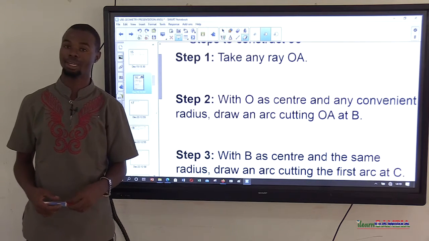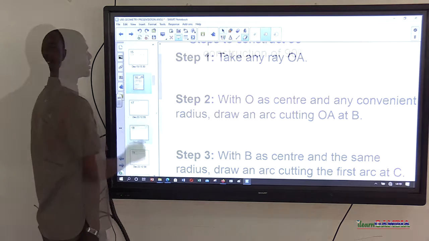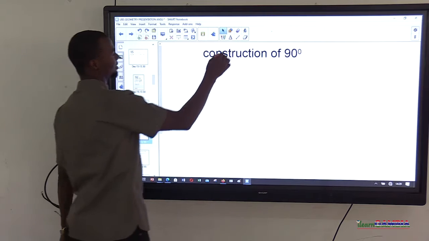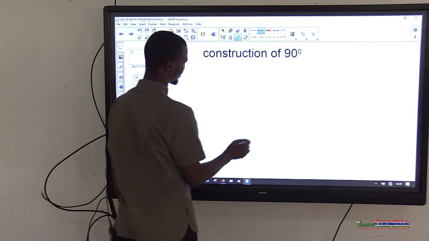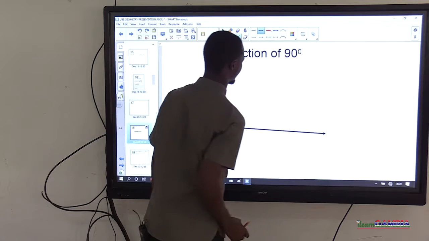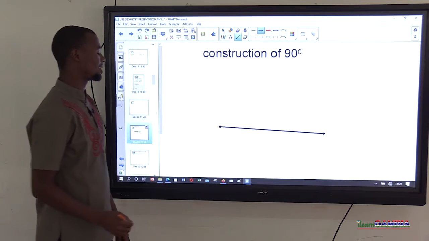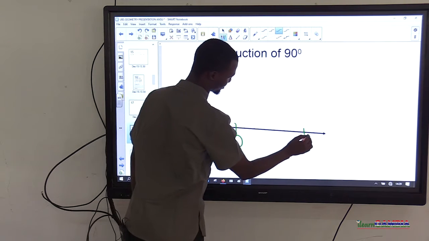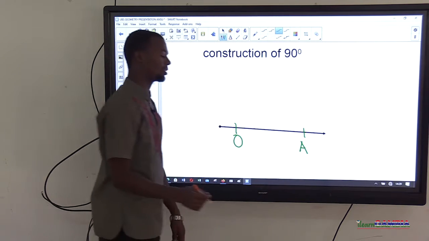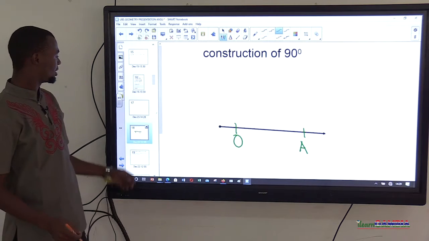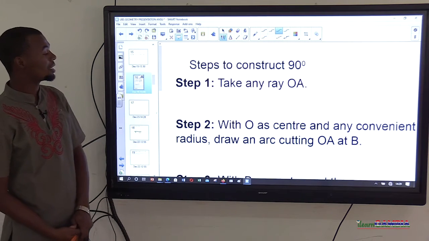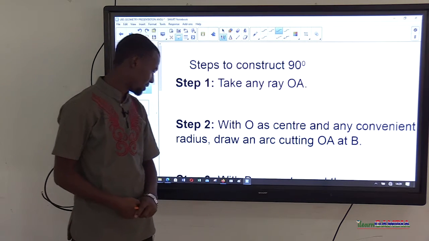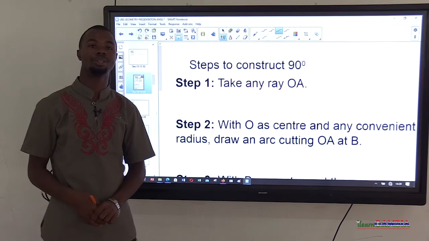What is the first step? Take any ray, OA. All right, we do the construction. We take any ray. This is our ray, and we name it OA. That's the first step. Then the next step, with center O and any convenient radius, draw an arc cutting OA at B.